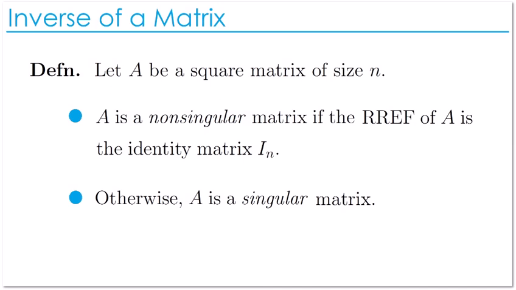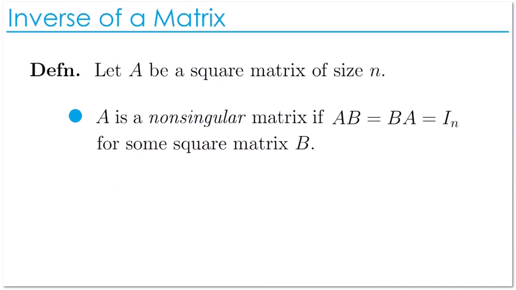Another equivalent definition is A is a non-singular matrix if AB is equal to BA, which is also equal to I sub n for some square matrix B. If such matrix B exists, we call this the inverse of the matrix A, and it is now written as A inverse instead of B. Likewise, if there is no such inverse matrix, then A is a singular matrix.